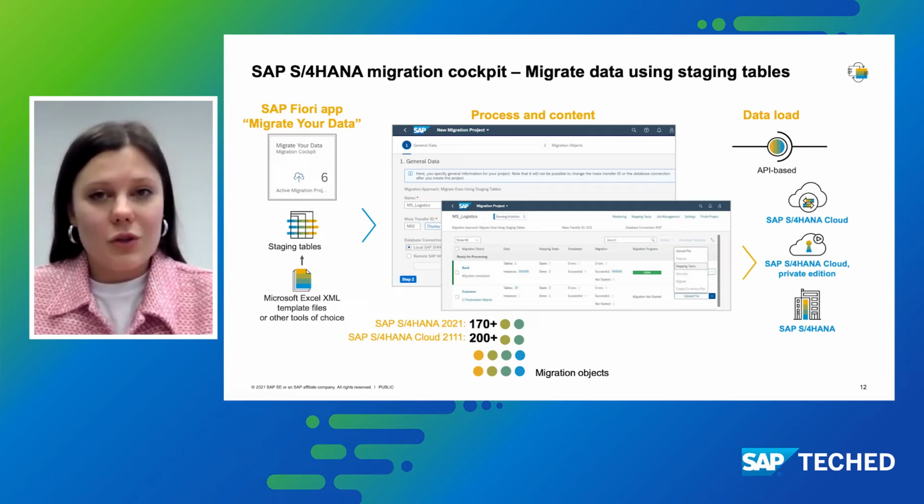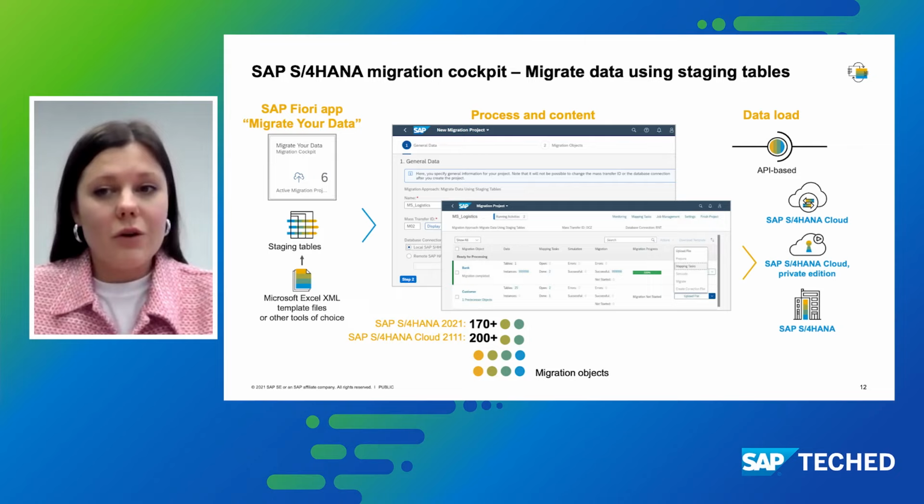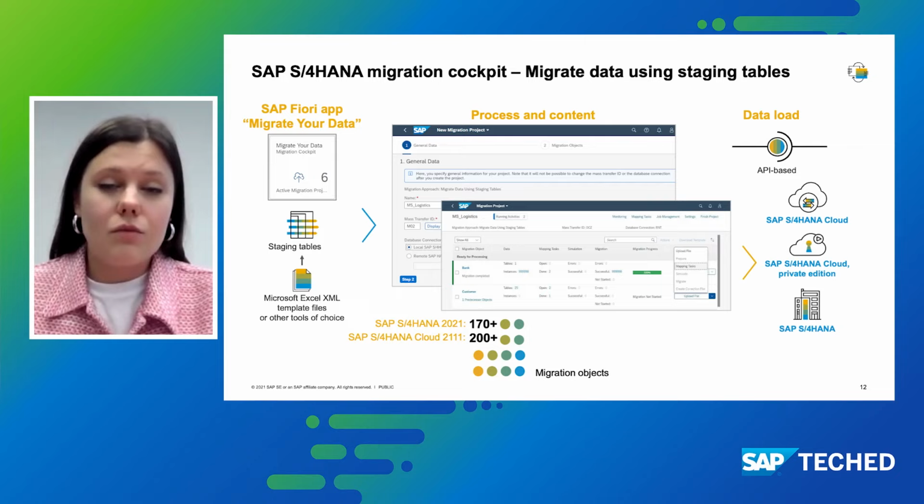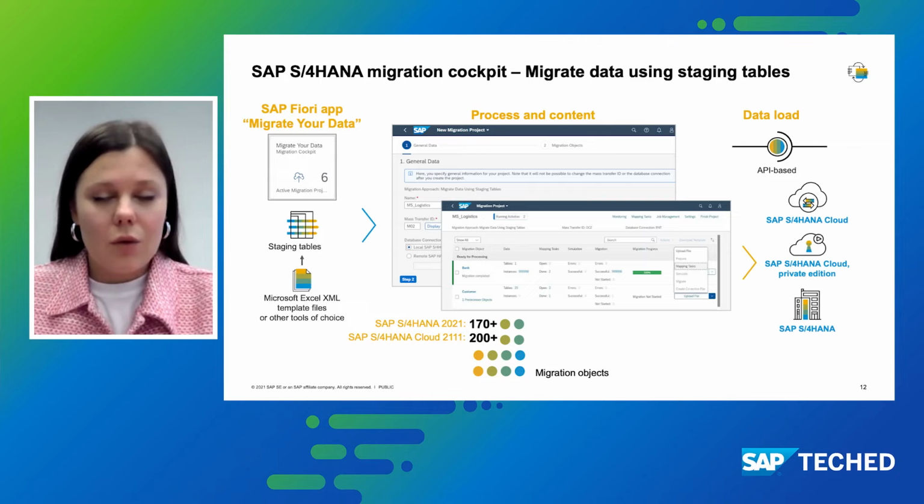You can see the real screenshots of the Migration Cockpit in the middle of the screen. The data load is API-based. After you process your data and have a green status that you also can see on the screen, 100% successful simulation, you can proceed with the migration. Migrate your data to SAP S/4HANA Cloud, SAP S/4HANA Cloud Private Edition, and SAP S/4HANA. There are more than 170 migration objects available with SAP S/4HANA 2021 release, and more than 200 migration objects available in SAP S/4HANA Cloud 2011 release.